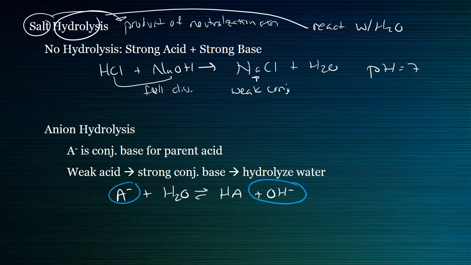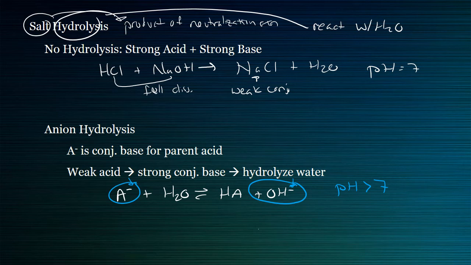Oh, hydroxide ion. Look, anion, anion, negative, negative. That's how you remember it. So because you are creating a hydroxide, that means your pH is going to be greater than 7. Okay, so anion hydrolysis creates an anion, which is your hydroxide ion, which increases your pH.